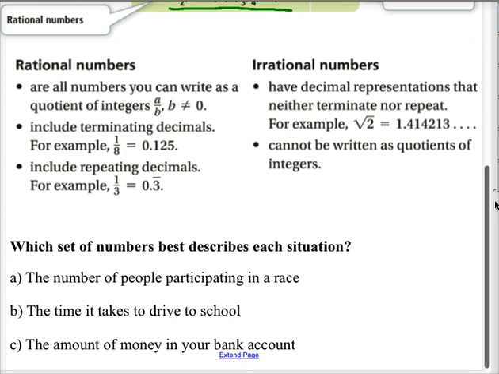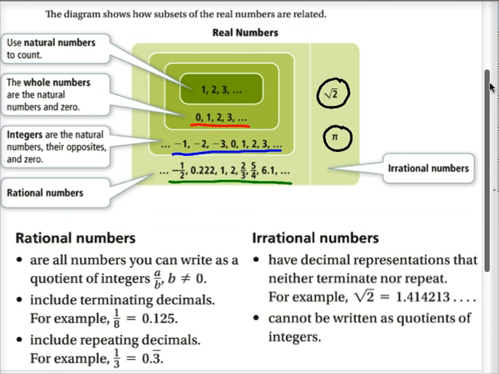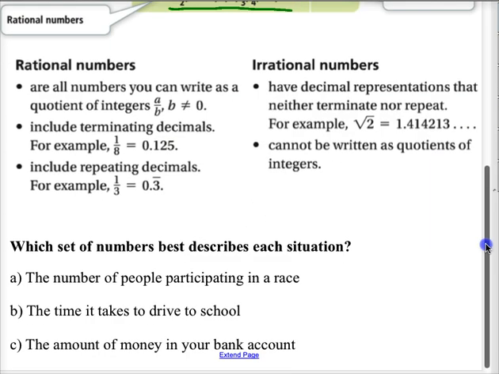Now, I think we can agree it doesn't really make sense to have negative people in a race, right? You can't include negative people. You can't include halves of people. You can't have 1.5 people participating in the race. So think about what qualifies 0, 1, 2, 3, and so on. And I think you can see in the red there, that's going to qualify it as a whole number. So that first one is going to be a whole number.